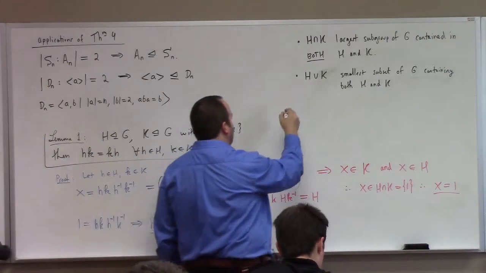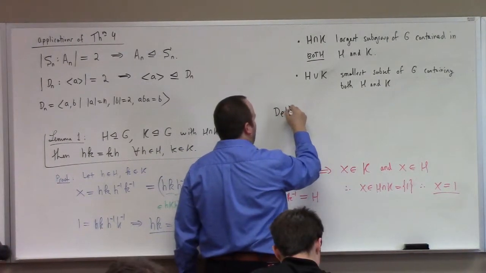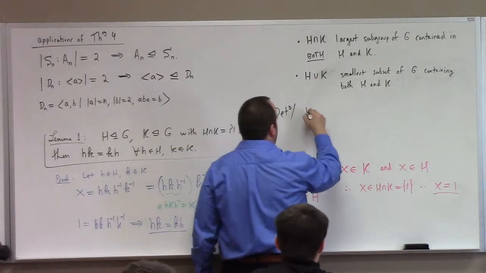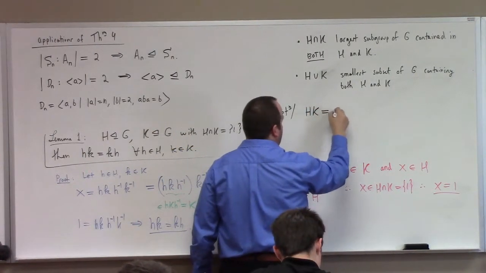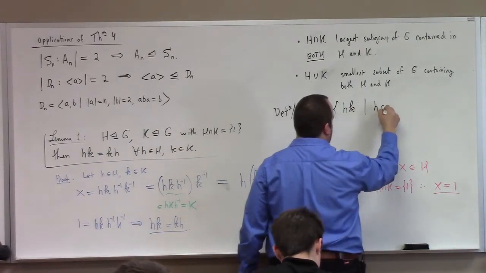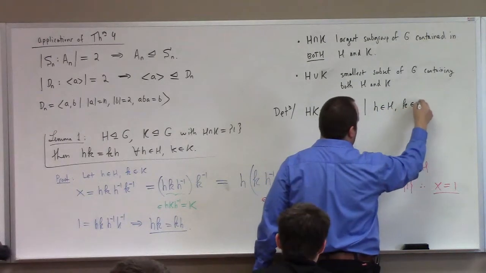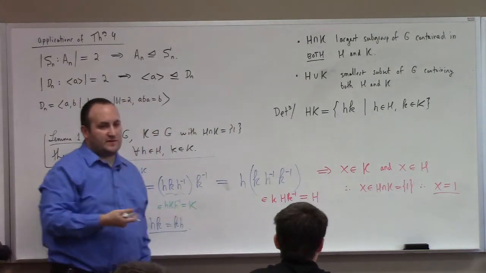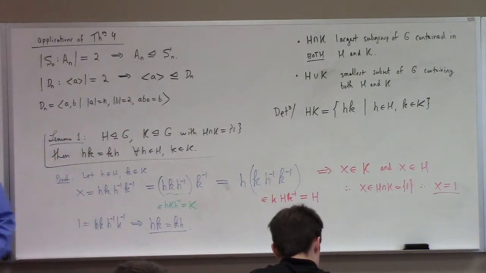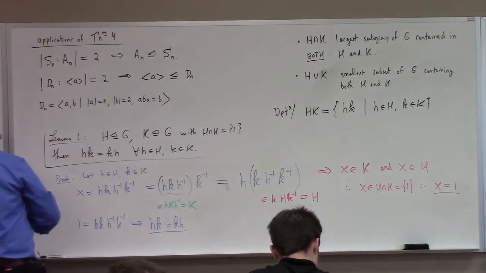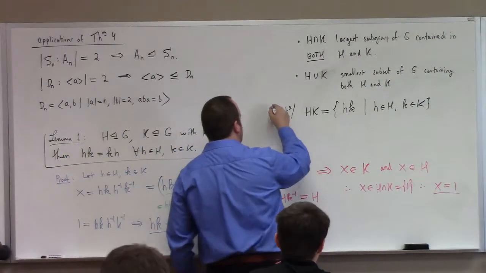But here's a natural candidate for being a subgroup that contains the union, right? The so-called product, HK. It's just what you'd think it is. It's hk, such that h is in H and k is in K. The rest of the section is mostly devoted to studying when this is a group and how to rip it apart. It's not always a group. There's an example in S3 given. I'll let you look at it.